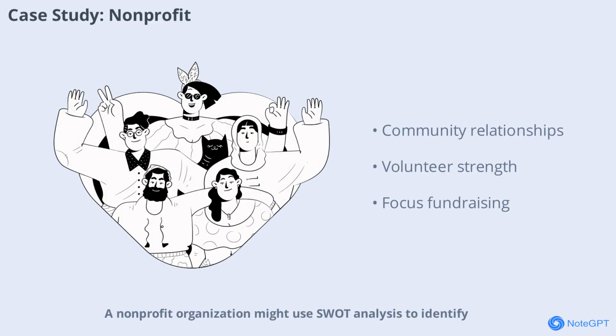A nonprofit organization might use SWOT analysis to identify its strong community relationships and dedicated volunteers as strengths. Weaknesses could include limited funding or resources. Opportunities might come from new grant programs, while threats could involve changes in government policy. This analysis helps the nonprofit focus on fundraising and advocacy efforts.